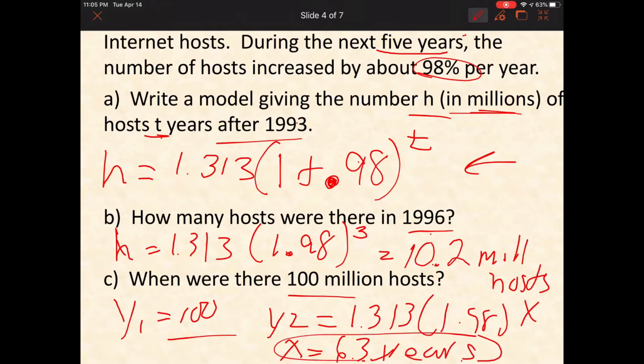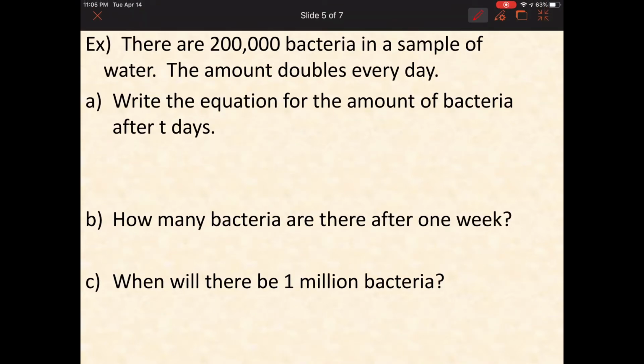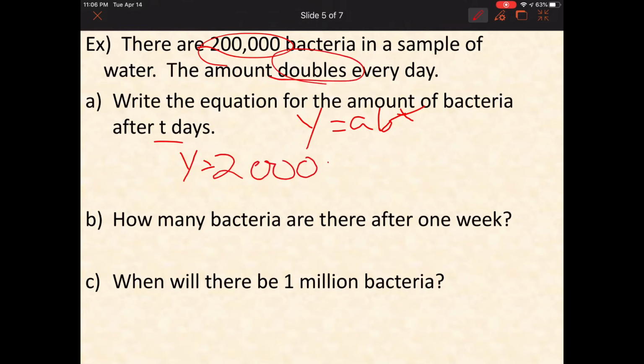Okay, 6.3 years. All right. Moving on to, there are 200,000 bacteria in a sample of water, and the amount doubles every day. So it says write an equation to T days. All right. So our initial amount is 200,000. So we're using this y equals AB to the x. And if you know why I'm using this one and not the percentage, it's because it says the word double. So 200,000 is my A, and then my B is 2.